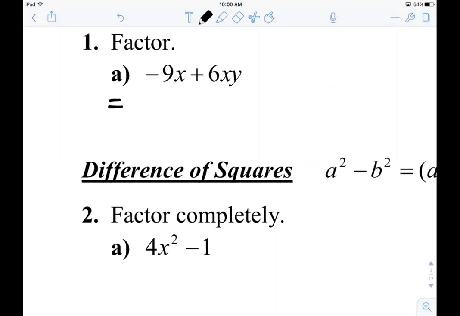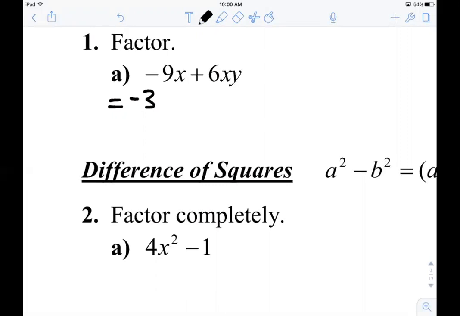But instead of just making 3 part of my common factor, another little convention that we use in math is that if that first term happens to be negative, like in this case we have -9, it's really useful if you also factor out the negative as well. So I'm actually going to factor out -3.